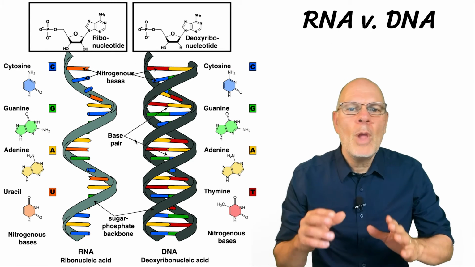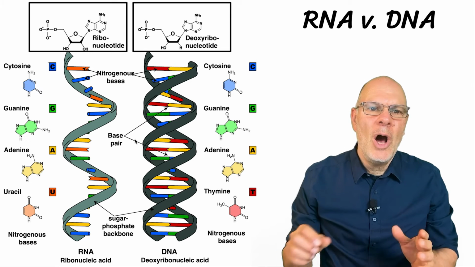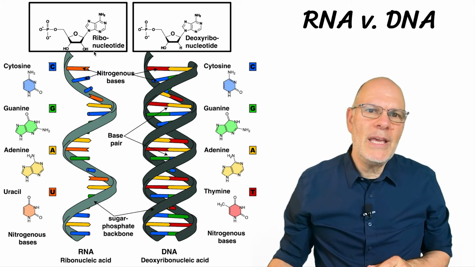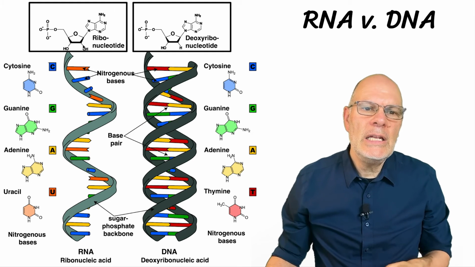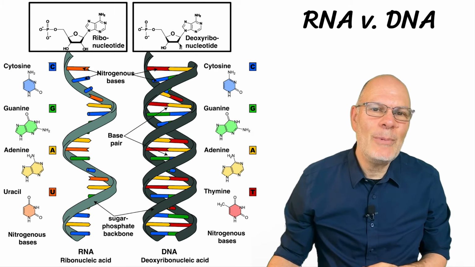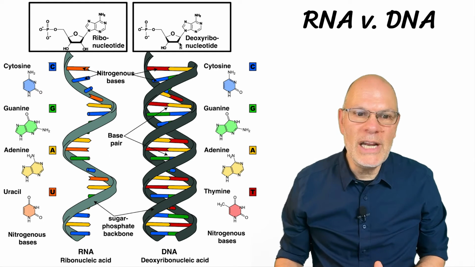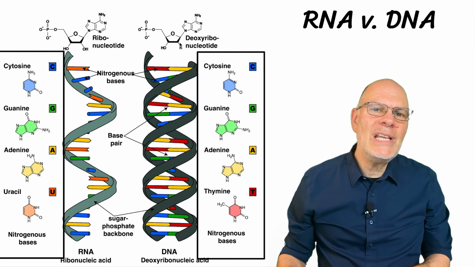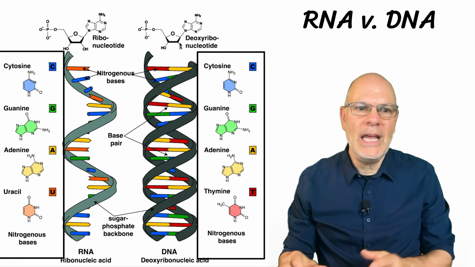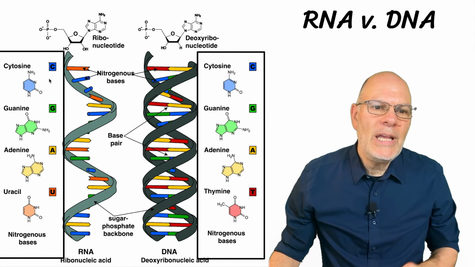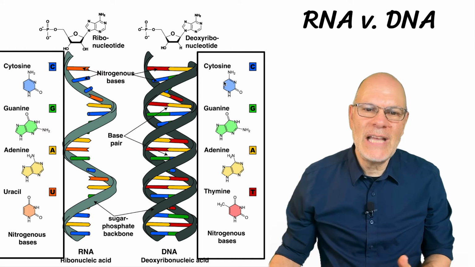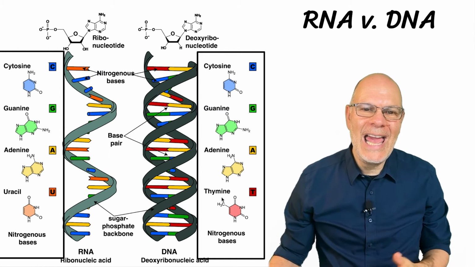So let's summarize. What we've established so far is that RNA and DNA are both nucleic acids. The monomers that make them up are slightly different. In RNA, we have ribose as the sugar. In DNA, we have deoxyribose, and we understand why deoxyribose has its name. We've also seen that the nitrogenous bases in RNA and DNA are a little bit different. In RNA, we have cytosine, guanine, adenine, and uracil. In DNA, we have cytosine, guanine, adenine, and thymine.